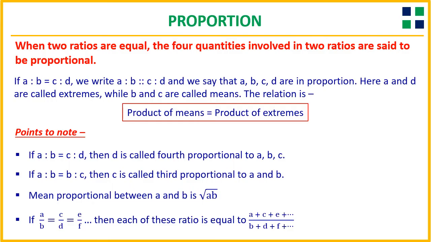Suppose A divided by B is equal to C divided by D is equal to E divided by F and so on. Then each of these ratios is equal to the addition of all numerators, that is A plus C plus E, divided by the addition of all denominators, that is B plus D plus F. This type of relations or simplifications we use in solving a numerical. Now let us go with some numericals related to ratio and proportion.